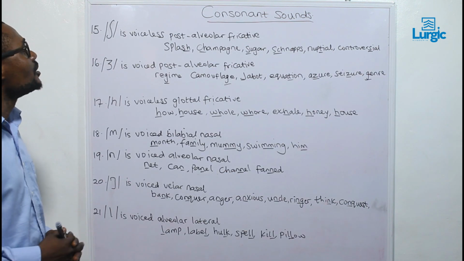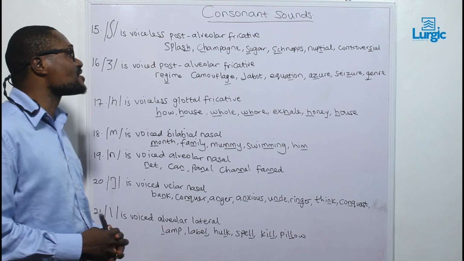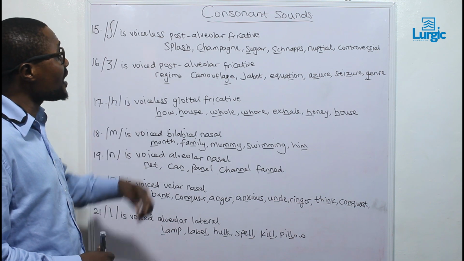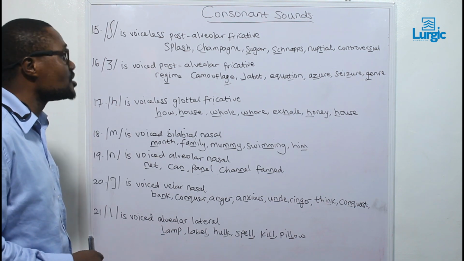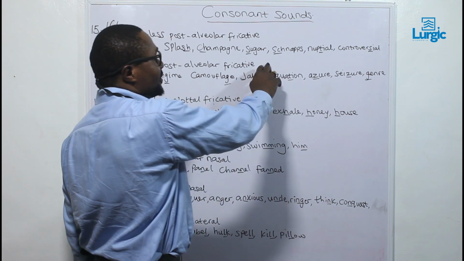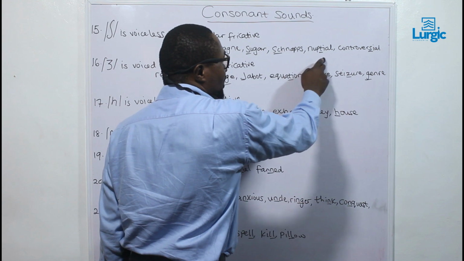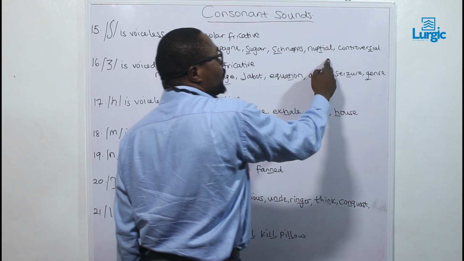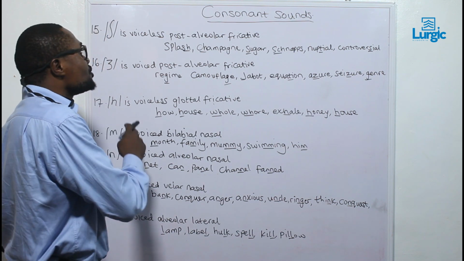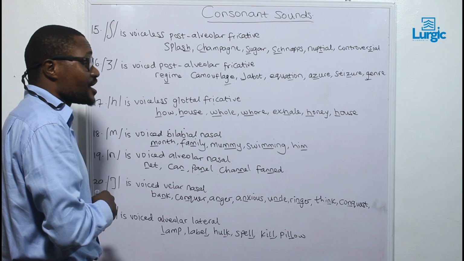Next we have sh, which is a voiceless post-alveolar fricative, such as in splash, champagne, sugar, schnapps, nuptial, controversial. The next one we have here is zh, a voiced post-alveolar fricative.